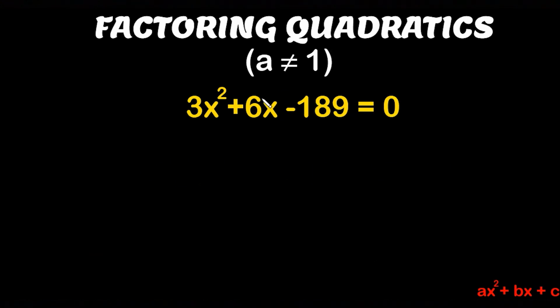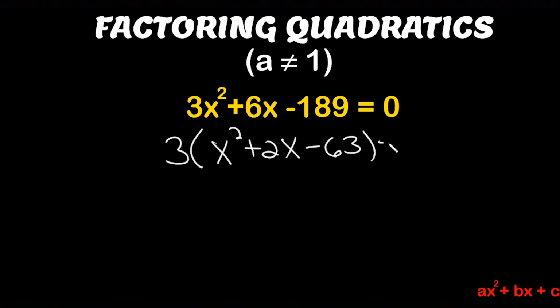So here's our next problem. Again, is it equal to 0? It is equal to 0. Can you pull out a greatest common factor? And in this one here, I can. I can actually pull out a 3. And when I do that, I'm going to get 3, and then in parentheses, I get x squared plus 2x minus 63.